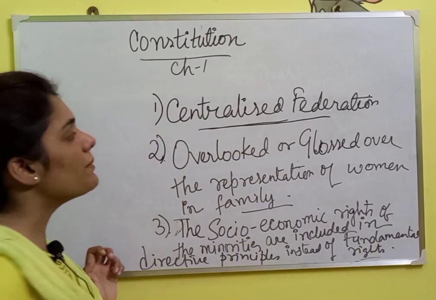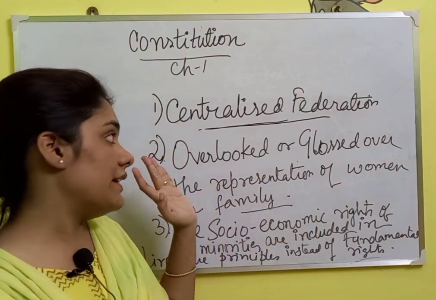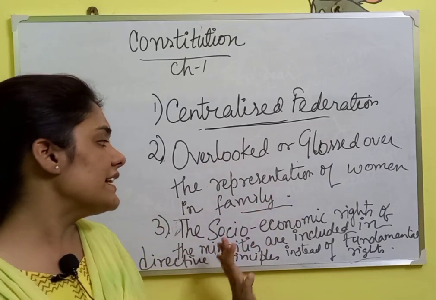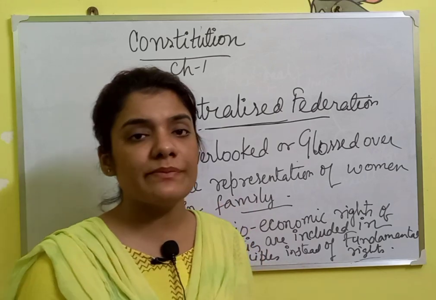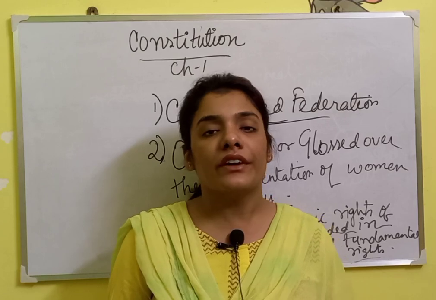So these are the three limitations. First is the centralized federation. Second is that it overlooked or glossed over the representation of women in the family. Third is that the socio-economic rights of the minorities are included in the directive principles instead of the fundamental rights. So these are the limitations of our constitution.